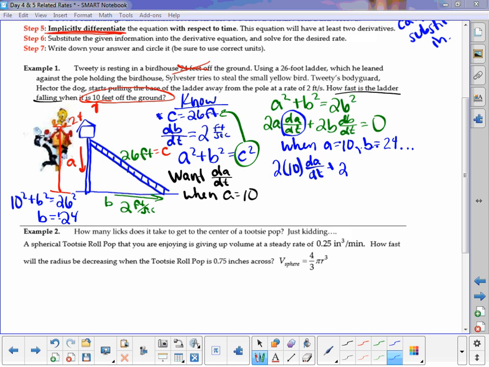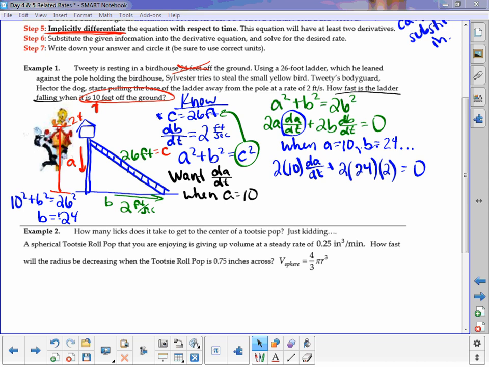All right, so 2 times, again, when a is 10, we know that in this situation, b must be 24. And what is my dB/dt? Good, it's the same rate of 2 the whole time. Now, I want to point out something before we solve for dA/dt. Our rate here, 2 feet per second, is positive. It will not always tell you whether it's going to be positive or negative. You have to stop and think in the context of the problem.